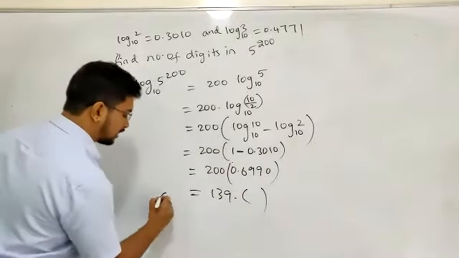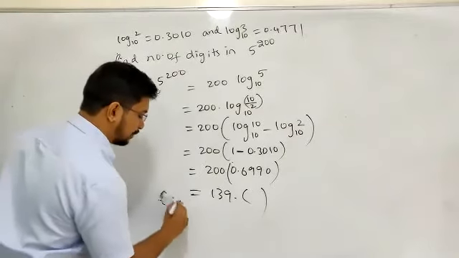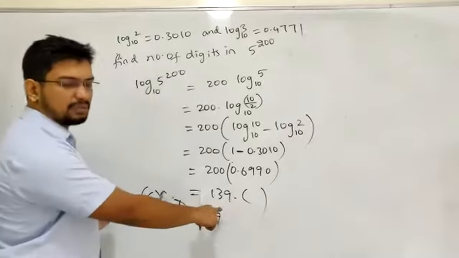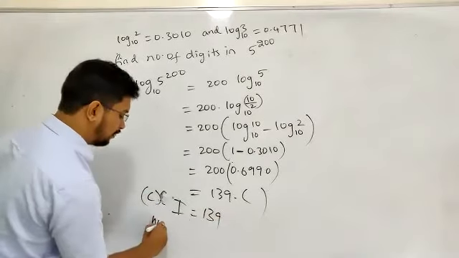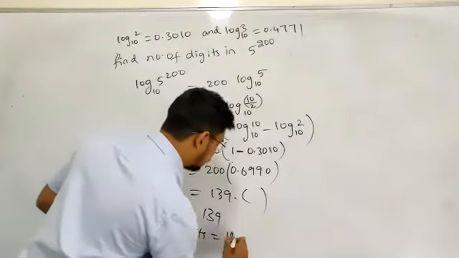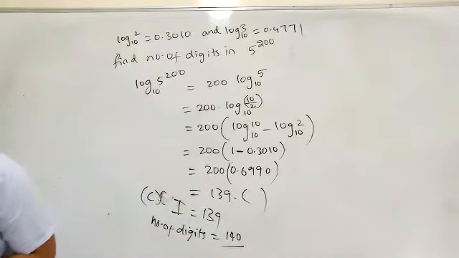So what is the characteristic here? The characteristic, capital I, is the integer part, which is 139 here. So the number of digits is 140. The number of digits in that is 140. Very good.